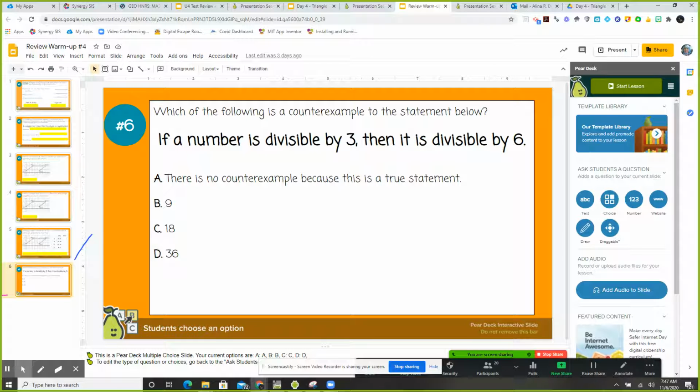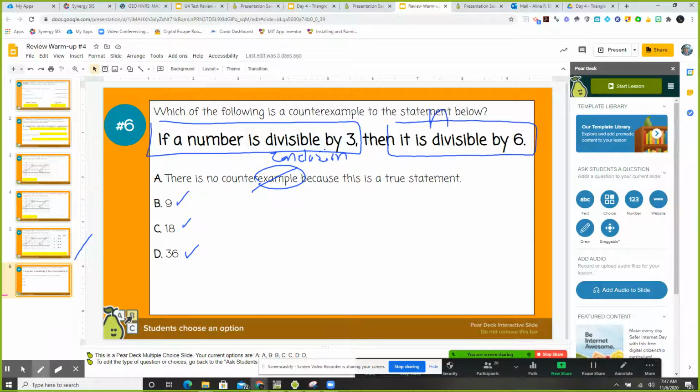Counter example is really a counter. Somebody say conclusion. Conclusion, a counter conclusion. So I need a number divisible by 3. They are all divisible by 3, but I need a number that is not divisible by 6. So is 9 divisible by 6? Boom. Yeah. That's my answer.